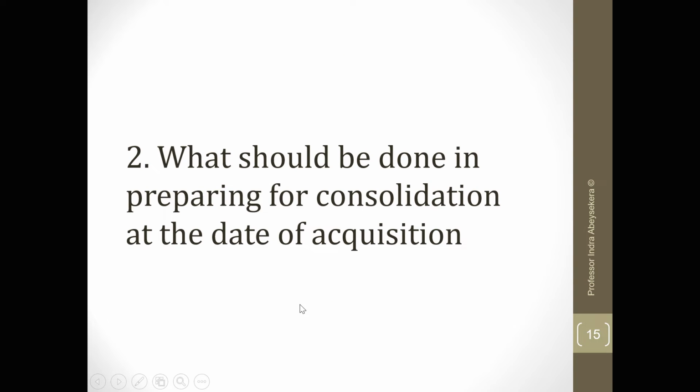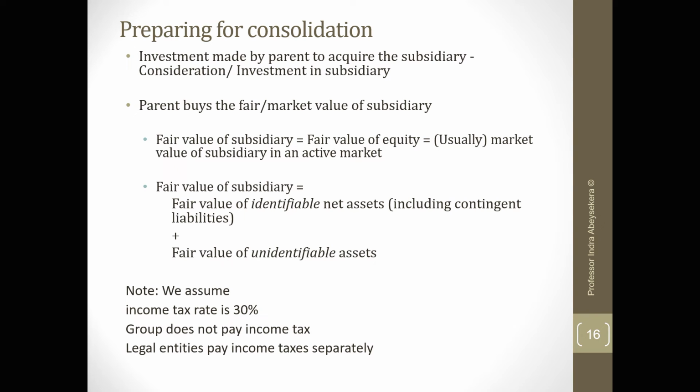So let's look at what should be done in preparing consolidation at the date of acquisition. The first thing is that the parent invests some money, ownership interest in the subsidiary, and the subsidiary's previous shareholders have sold their shares to the parent. And when the parent bought those interests in the subsidiary, it bought the market value of the subsidiary. So what it means is it bought virtually through the ownership the fair value of net identifiable assets.